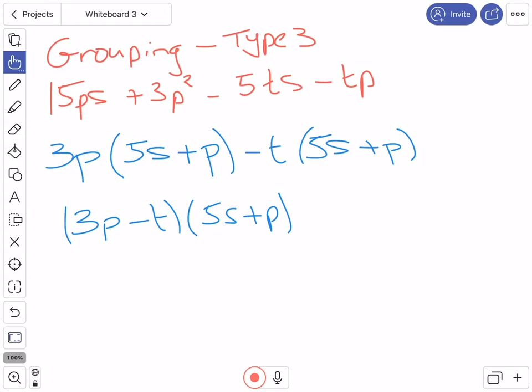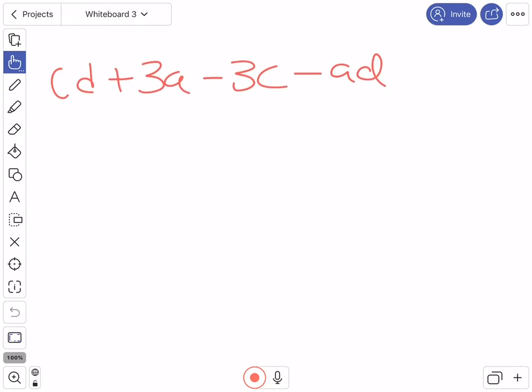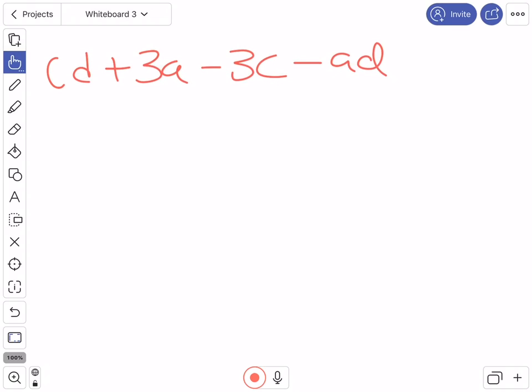Okay, the next question we're going to take a look at then is this question here. That's CD plus 3A minus 3C minus AD. So when I'm looking at a question like that, what I'm going to do here, again, I'm going to check and see what's common between the first one and the second one. Now, as we can see, there's actually nothing in both of those.